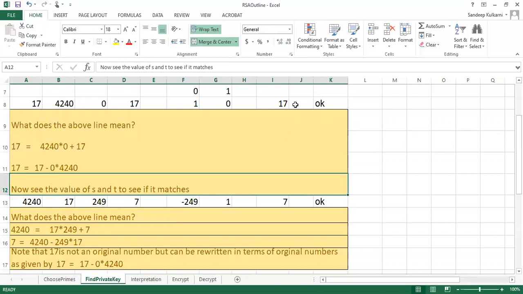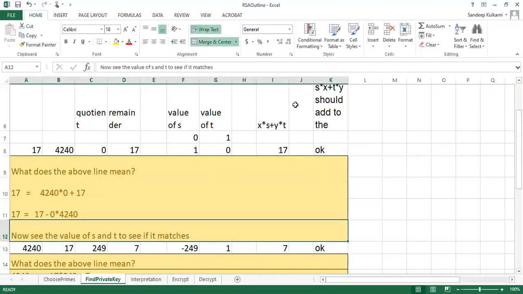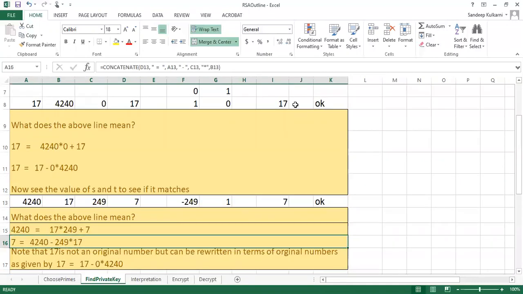The last column that I have is basically computing x times s plus y times t, and it should match the remainder at this stage, and it does. And so I have a little bit of check here to make sure that my spreadsheet is doing things correctly. Okay, so let's go ahead.